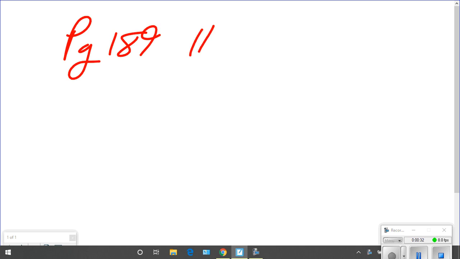Let's go through the homework, okay? So, here we go. I hope I can remember. Oh, yeah. I remember the assignment. It was on page 189, and it was numbers 1A and then 3 through 12 all.